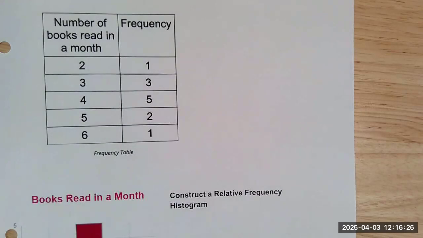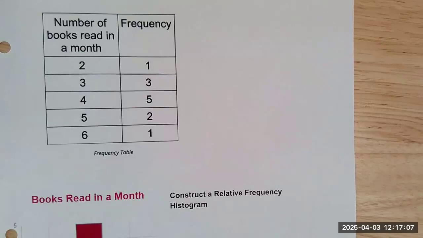And so they're seeing how many people read 2 books in a month, how many people read 3 books in a month, how many people read 4 books in a month, 5 books in a month, and 6 books in a month. Okay. And so when they asked, only one person said they read 2 books in the month. When they asked, 3 people said they read 3 books in a month. 5 people said they read 4 books in a month. 2 people said they read 5 books in a month. And 1 person said they read 6 books in a month. 6 books in a month is a lot of books. So that person loves reading a lot of books, right?